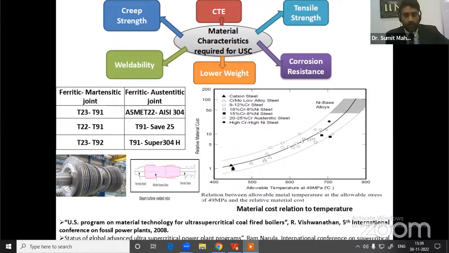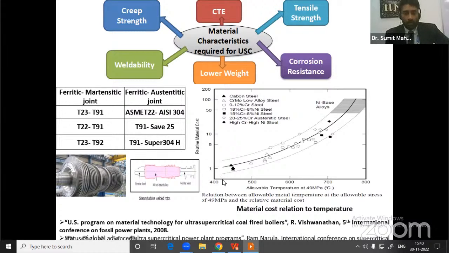As you can see, there are certain junctions between the ferritic steel and the nickel alloys, which are different materials. So there is a junction. This is called a dissimilar metal weld because this material is different from that material. Here you can see some of the component names are T23, T91, T22, T91. This is the nomenclature of the steel. These are some of the high temperature materials which are generally used to build these components.